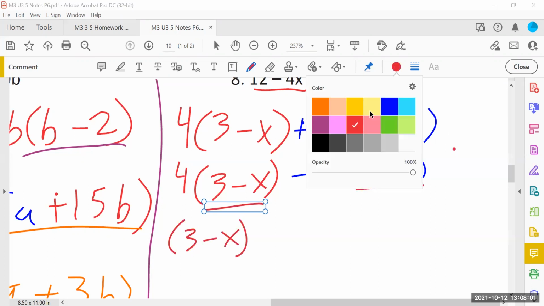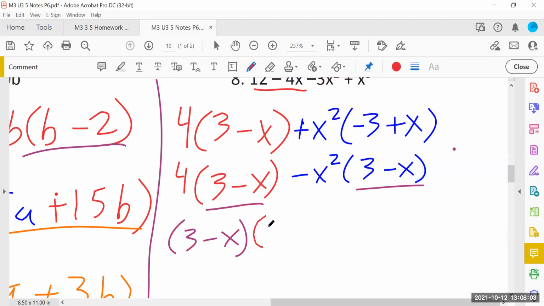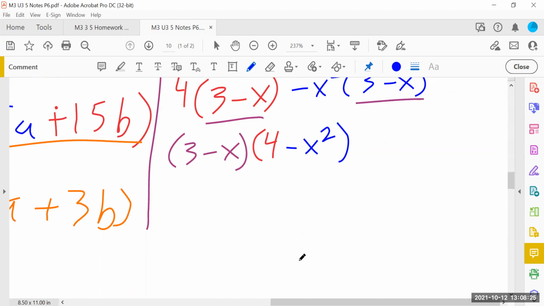Left over here, we've got a 4. We have a negative x squared. Am I done? Yeah, that 4 minus x squared. There's a couple ways that we could do this. I'm going to show you 2 ways. One way would be to go ahead and just straight up do difference of squares right now as it is.